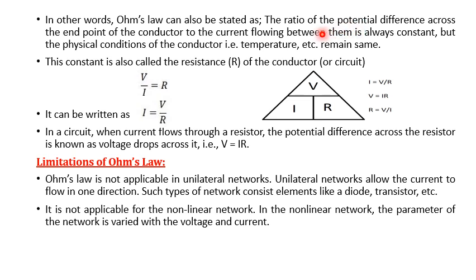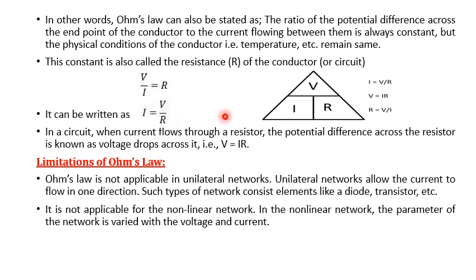Provided temperature is maintained constant, this ratio of potential difference to current is represented as a constant named resistance. So V divided by I is equal to resistance. Resistance is the opposition offered to the flow of current. This is a constant value for each and every conductor. Each and every conductor has some constant opposition to the flow of current, which is termed the resistance. Since V divided by I is equal to R, it can be written as I is equal to V divided by R.